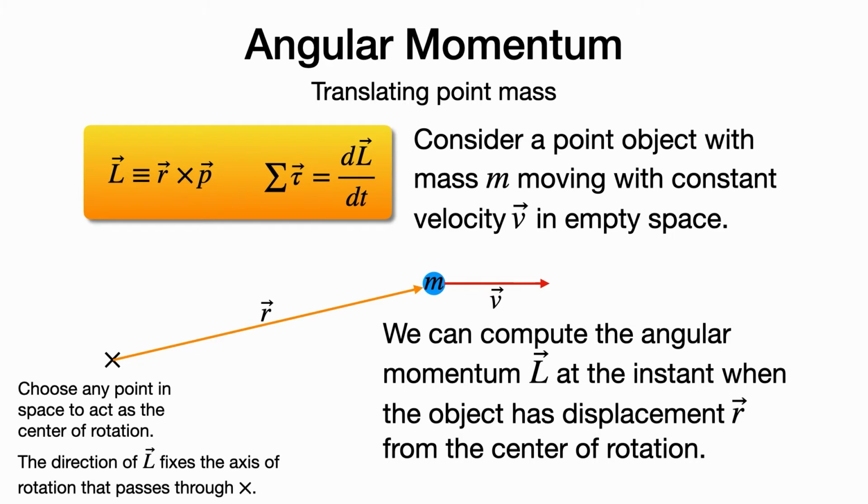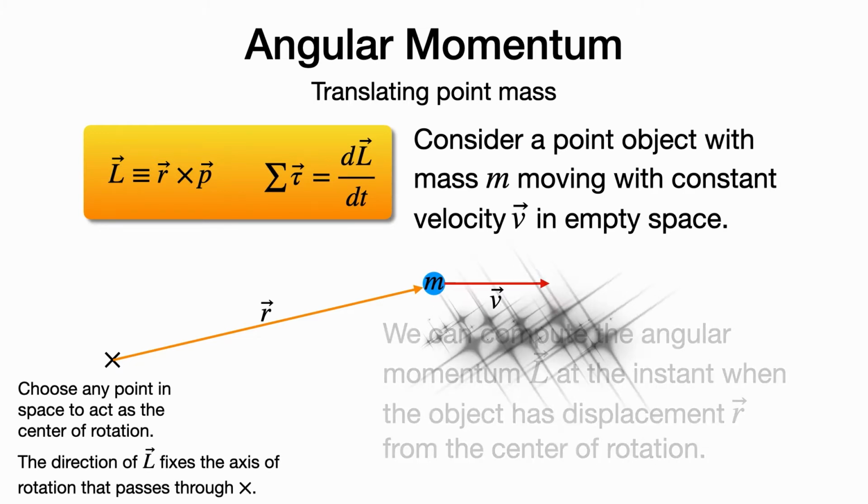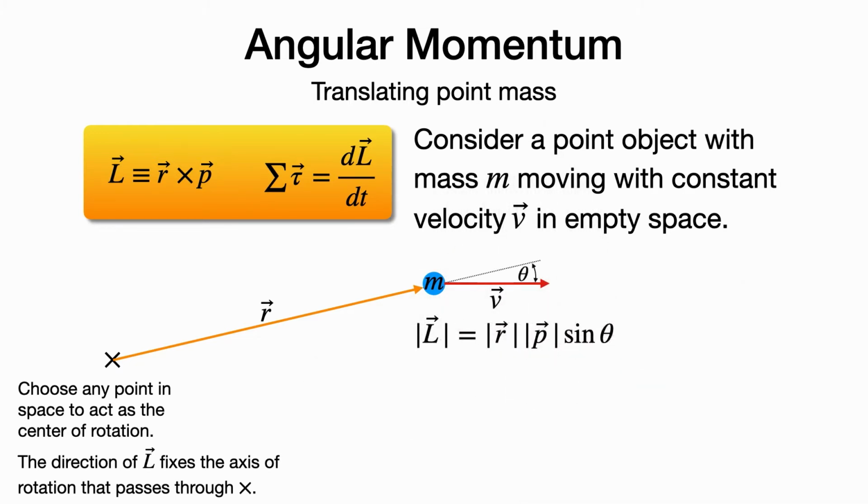In this case, it's going to be perpendicular to the screen, and we note that the direction of the angular momentum is into the screen by using the right-hand rule, putting our fingers in the direction of r, and then curving them towards the direction of v, which is parallel to the direction of the linear momentum. Then our thumb points into the screen. The magnitude of the angular momentum is going to be the magnitude of this displacement r times the magnitude of the momentum p times the sine of the angle between them.